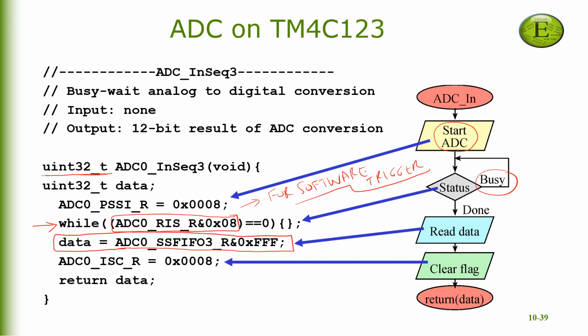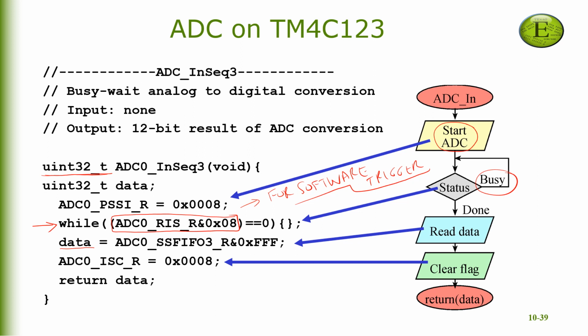This data is a bitwise AND of the least significant 12 bits set to 1, this constant hex triple F, and the FIFO buffer value, which is 32 bits, and only 12 bits carry the output of the ADC. Once the data has been updated, it is now time to exit this routine and return data.